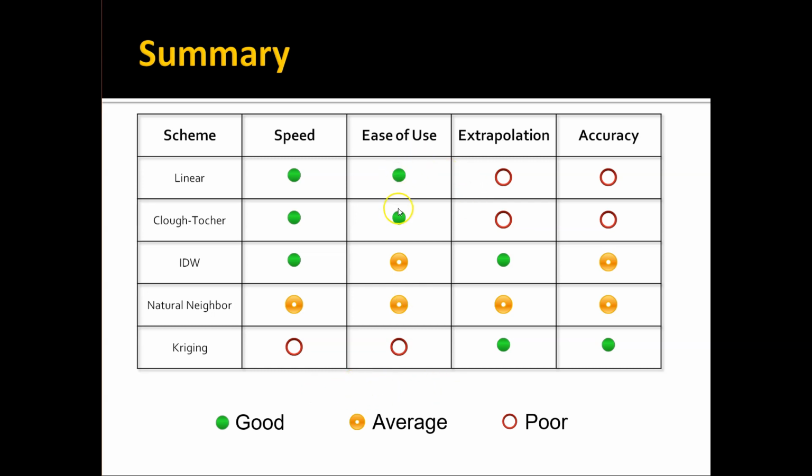Ease of use, linear and Clough-Tocher do not require any setup. IDW, I would say natural neighbor, that should probably have a green dot as well. There's nothing to set up there. I don't know why I put it this way. And then kriging, it has a lot of setup. It's not black box. You have to do some manual setup every time. And then both IDW and kriging will extrapolate. And then in terms of accuracy, IDW and natural neighbor are somewhere in the middle. The other two are probably less accurate, and kriging would be the most accurate of those.